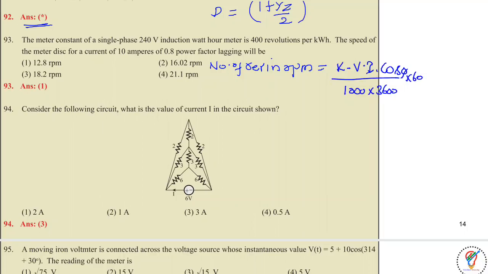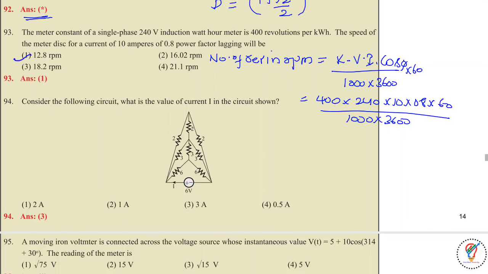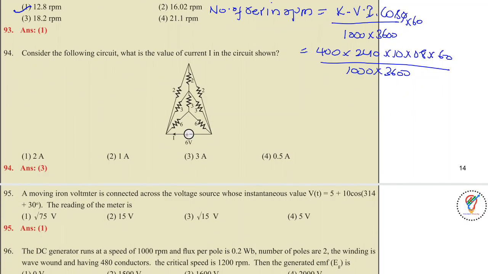Here is the value of K. K is nothing but 400. The voltage is 240. The current is 10 into 0.8 into 60 divided by 1000 into 3600. If you do this, we get the answer as 12.8 RPM for this question. So let's move to the next question.